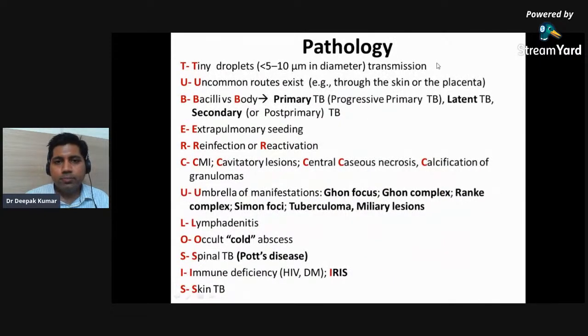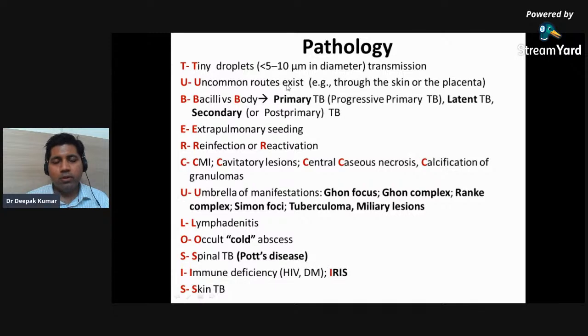Okay, and this is a revision slide. I am going to go one by one, follow what I am speaking now. So first thing is tuberculosis, and pneumonitis tuberculosis, easy to remember fairly. So T for tiny droplets. The droplets are less than 5 to 10 micrometers in diameter for transmission. These bacilli are dispersed in the air, and people who are in close contact can inhale these bacilli, resulting in primary tuberculosis.